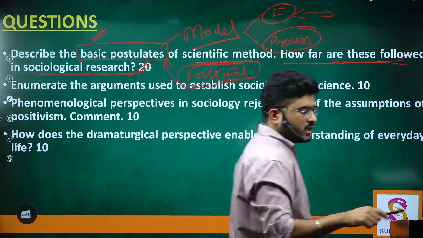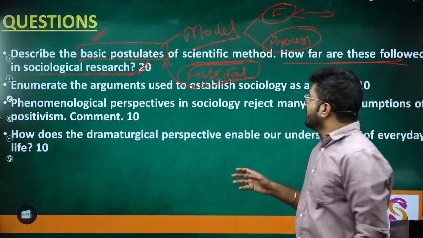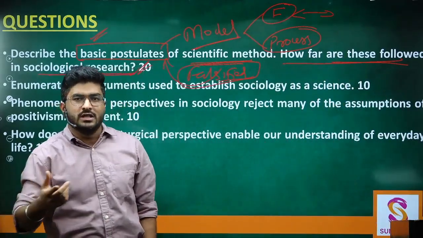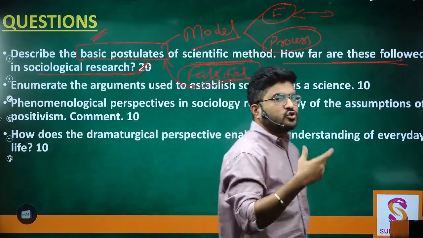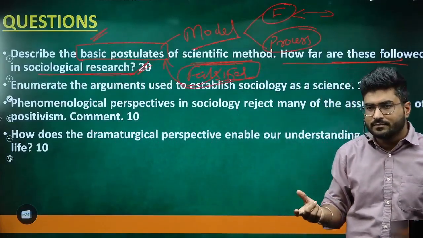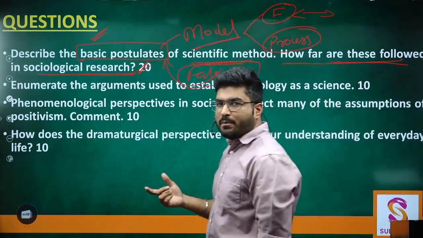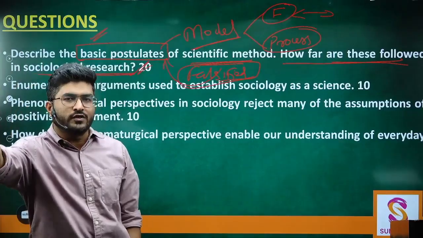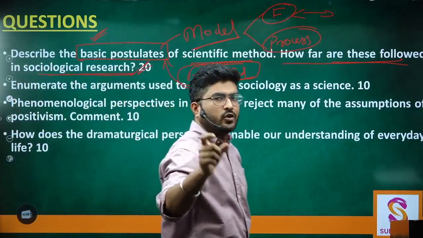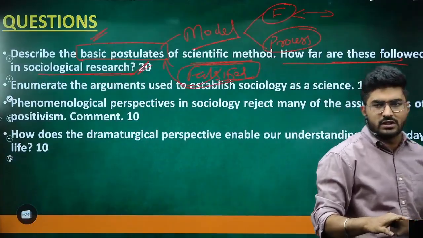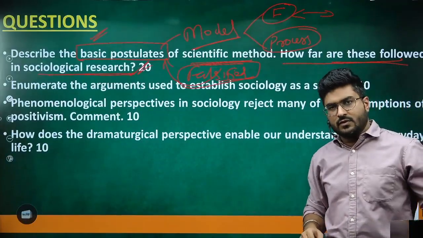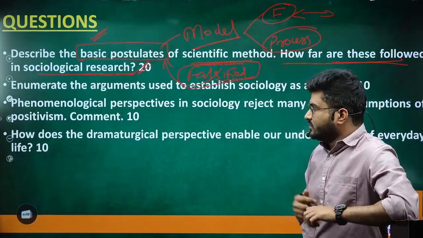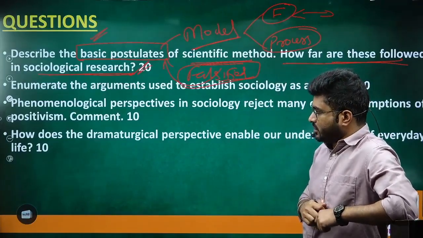What can be the conclusion? In conclusion, give that although sociological research tends to utilize the scientific method in its approach, the real objectivity, which is the core of scientific method, is difficult to get in sociological research. Okay, why it is difficult, we have already understood. So this is how you can write the answer to this particular question.